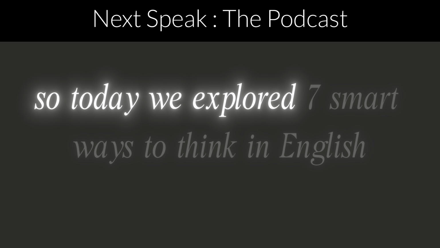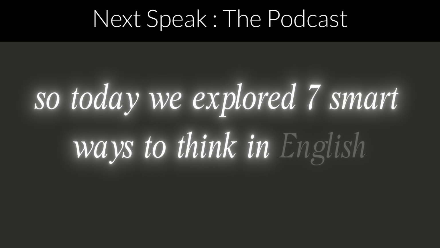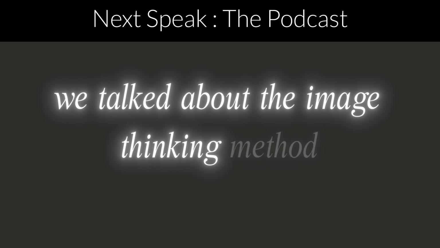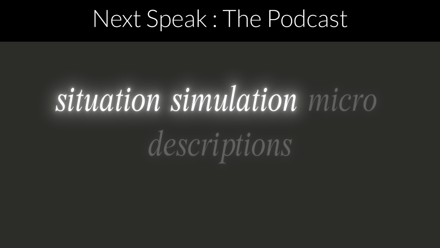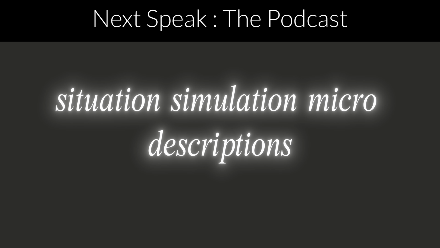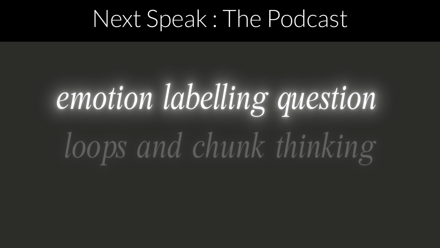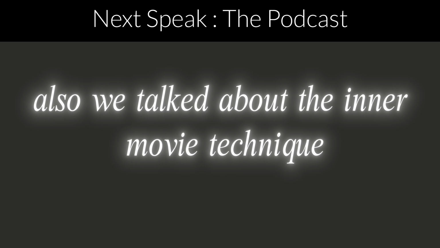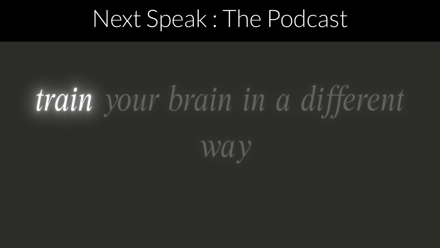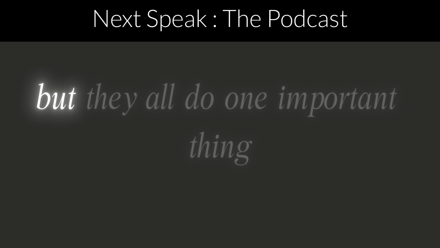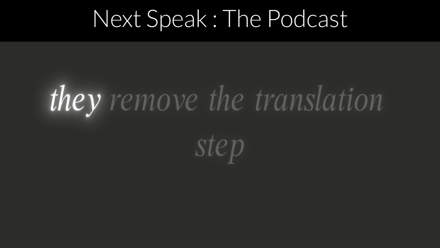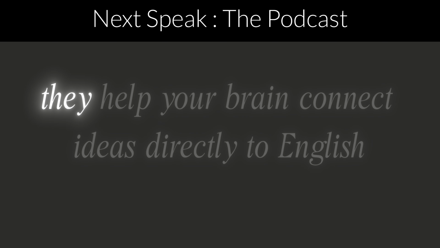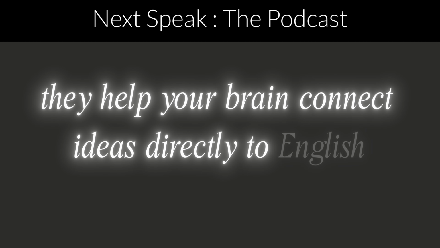Okay, so today we explored 7 smart ways to think in English. We talked about the image thinking method, situation simulation, microdescriptions, emotion labeling, question loops, and chunk thinking. Also, we talked about the inner movie technique. Each of these methods trains your brain in a different way, but they all do one important thing. They remove the translation step. They help your brain connect ideas directly to English.